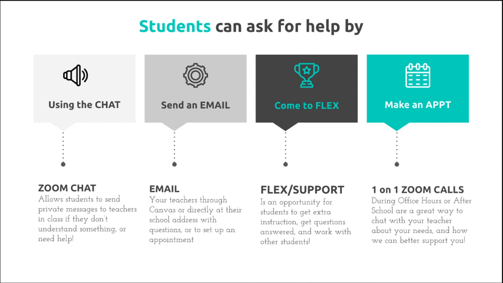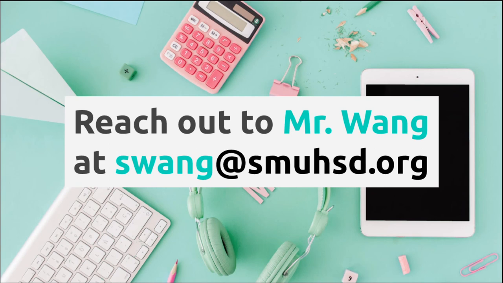Finally, if needed, I'm more than happy to do one-on-one Zoom calls during my office hours or even after school. If your student needs to talk with me about how they're doing and what they need and how I can better support them in my class, that is an option too. Just send me an email or reach out to me and I'd be more than happy to make an appointment. This is my email if you want to go directly and not go through Canvas. It's swang@smush.org. That is probably the best way to get a hold of me, and I usually try to respond within a day or so.